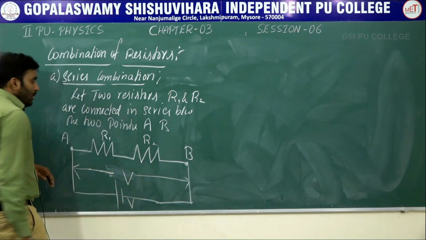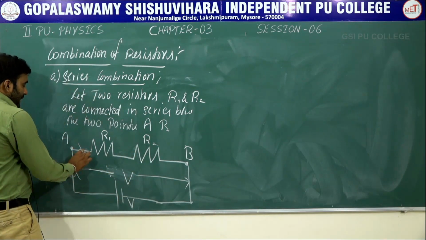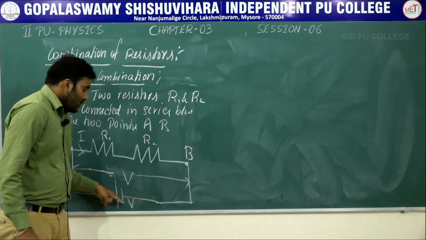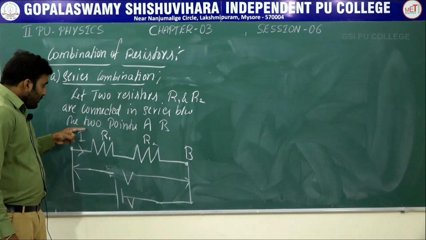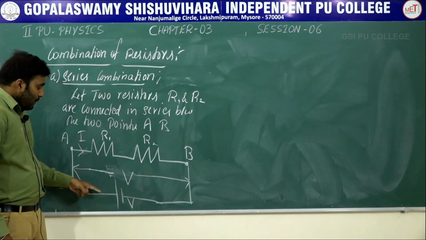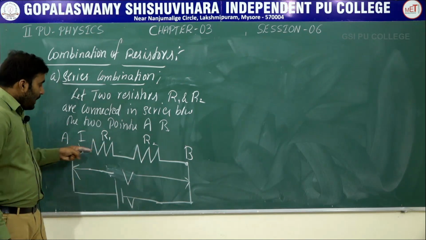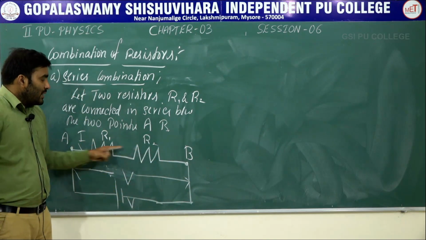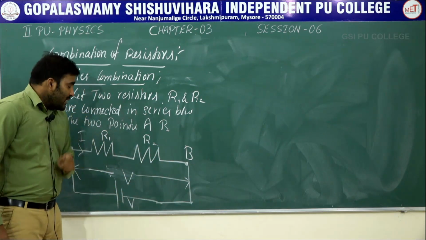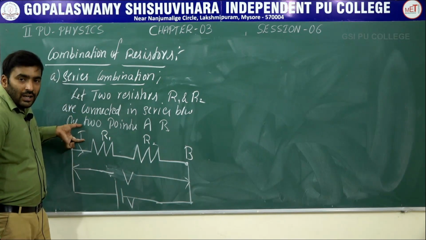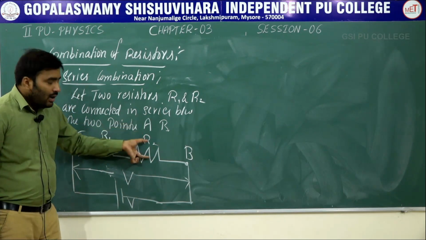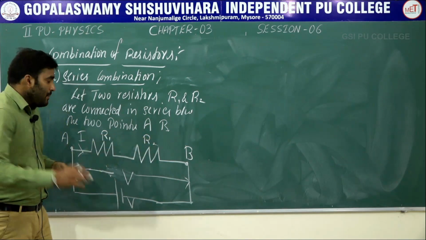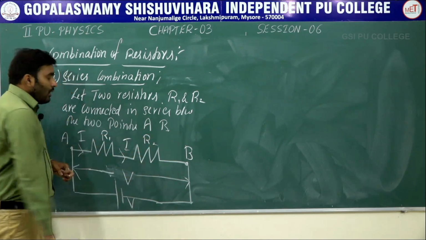Now let us write that a current I is flowing from the positive end of the cell to the negative end. So we know that the current I flows from positive to negative. Since the path of the current is like this, it has to cross these 2 resistors. I mean to say, the same current I flows through R1 and R2, which is a very important point in series combination.